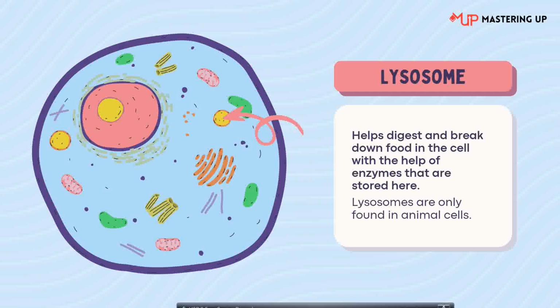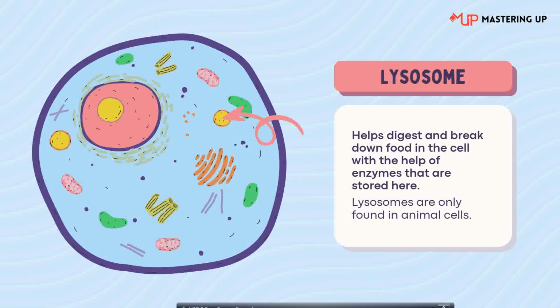Okay, so lysosome helps digest and break down food in the cell with the help of enzymes that are stored here. Okay, so lysosomes are only found in animal cell. Okay, keep that in mind. Lysosomes are not present in plant cell. It is only present in animal cell.